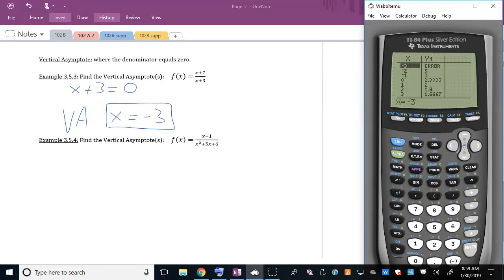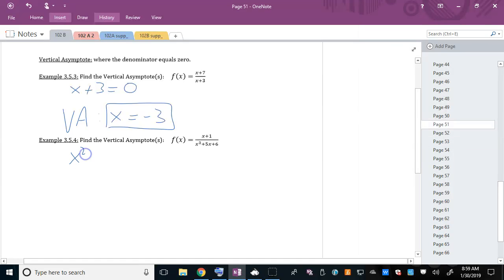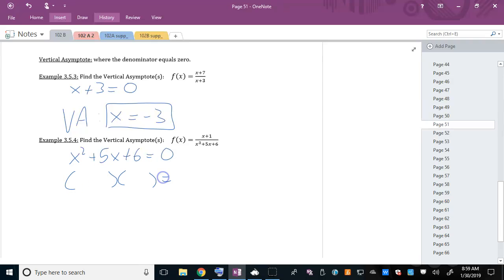Let's look at my next function. I've got x squared plus 5x plus 6 in my denominator. Again, I'm ignoring the numerator, but I take the denominator equal to 0. That is a quadratic. I'm going to factor. Again, you can use the quadratic formula if you prefer.